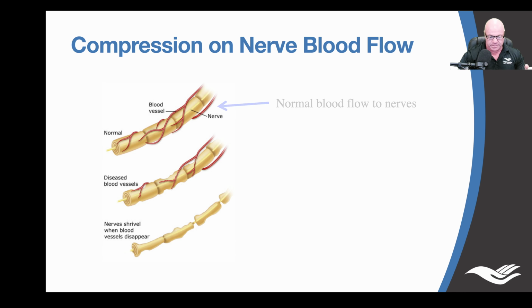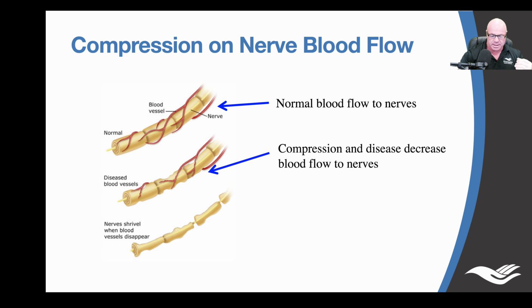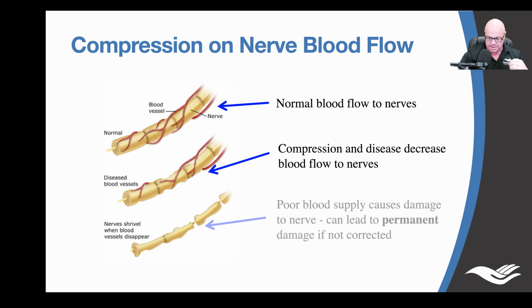Compression of the median nerve is visualized here, and normal blood flow is the top one, and then compression and disease can decrease the blood flow to the nerves. The problem with this is this can actually lead to permanent nerve damage if this is not corrected.